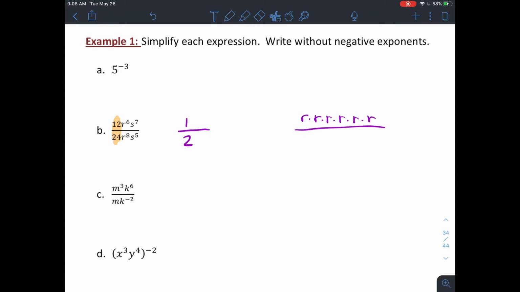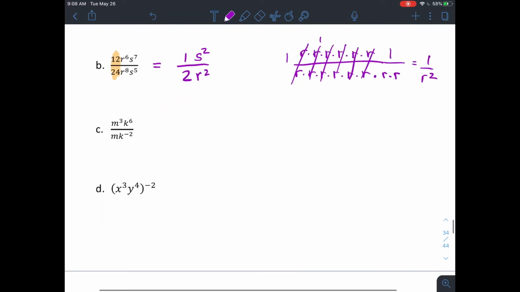And then if you think about your factors of R, on top there are 6 of them. And then on bottom there are 8 of them. So R divided by itself is 1, 1, 1, so on and so forth. There are 2 leftover factors of R in the denominator once you've divided out all your common factors. So shortcut-wise, you could just subtract your exponents and go, hey, where were there more at? There were more s's in this case on top, so you'd have 2 factors of s on top.